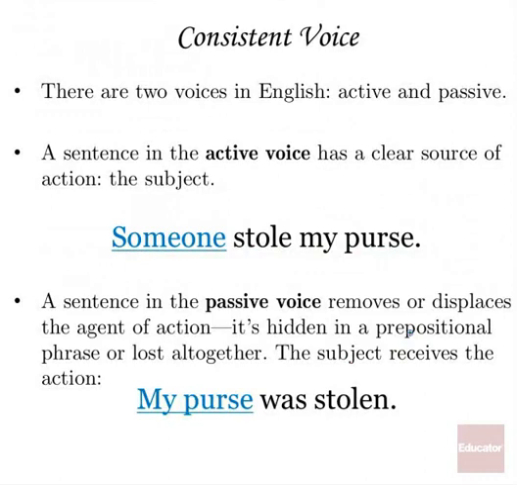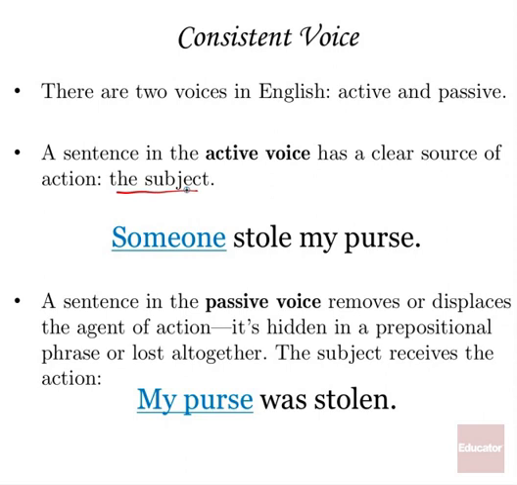All right, let's look at voice. There are two voices in English, active and passive. A sentence in the active voice has a clear source of action, the subject. Someone stole my purse. There is someone or something performing the action in the active voice, and that someone or something is identified, at least a little bit.